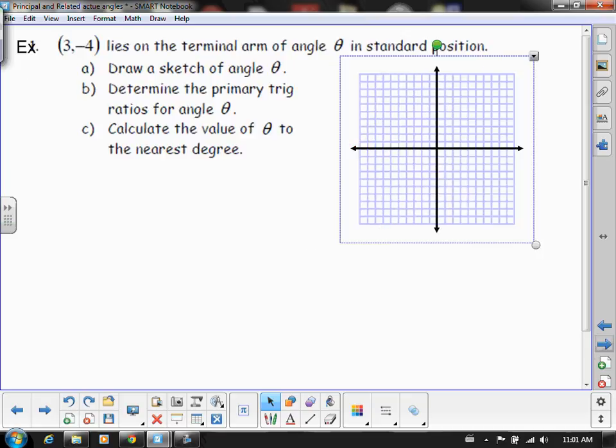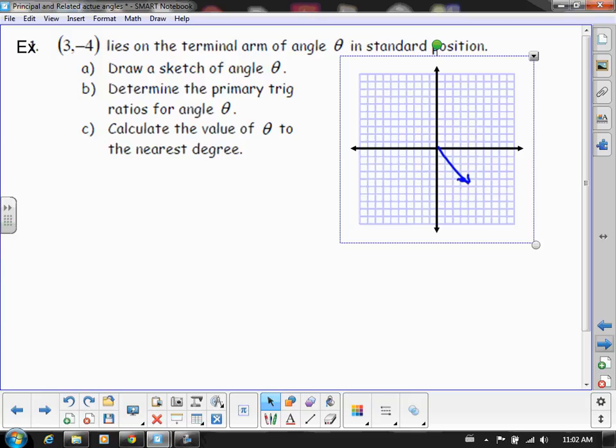All right, bear with me. We have two more examples. So here, it's giving you a point. So it's a different way of asking this question. So 3, negative 4. So I'm going to plot that. 1, 2, 3, 1, 2, 3, 4. So I have this here. So that's my terminal arm.